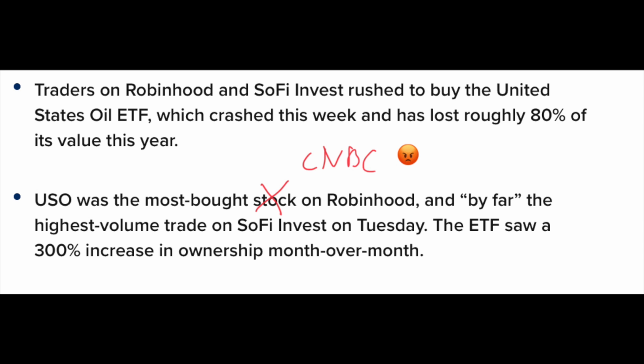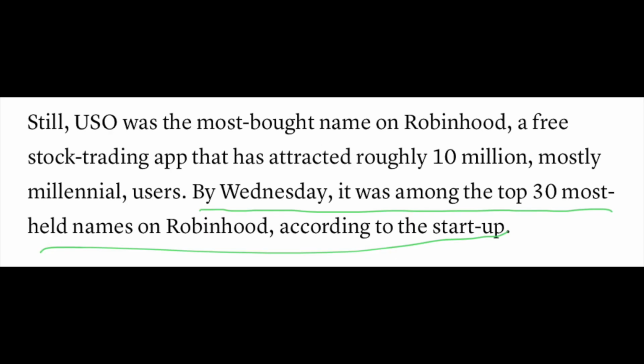That is extraordinary. That means essentially a lot of people have gotten caught up into this one thinking it's a spot price buy, and it's not. And it's confusing, I understand that, okay? Listen to this craziness. By Wednesday, USO was among the top 30 most held names on Robinhood. Think about that.